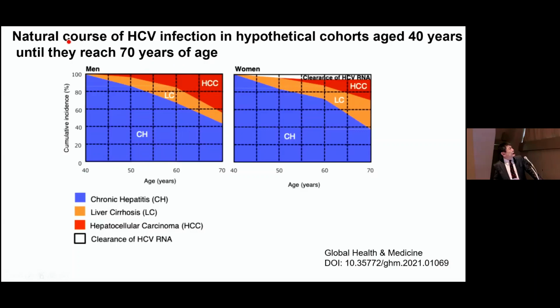And this is her estimation. This is a hypothetical cohort aged between 40s and 70s. I'm talking about the men, for example. At the time of their 40s, most of the men are in the stage of chronic hepatitis. But 30 years later, half of these infectants will develop liver cirrhosis or HCC. Women have milder clinical outcomes, but without any treatment options or interventions, nearly half of the patients reach more advanced stages.